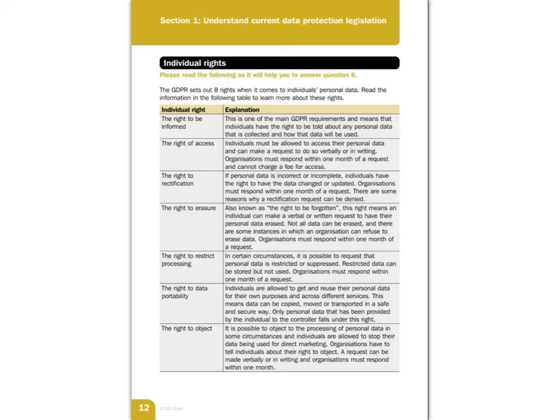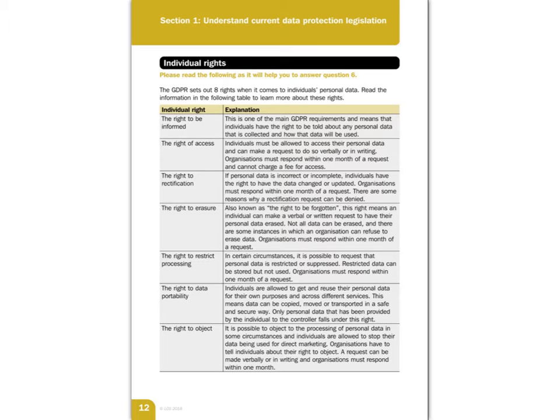The right to restrict processing. In certain circumstances, it is possible to request that personal data is restricted or suppressed. Restricted data can be stored but not used. Organisations must respond within 1 month of a request. At the moment, there's a lot of things going on with medical information being collaborated together from GP surgeries and put into a centralised database. And you currently have the right to say, I don't want my information added to that database.